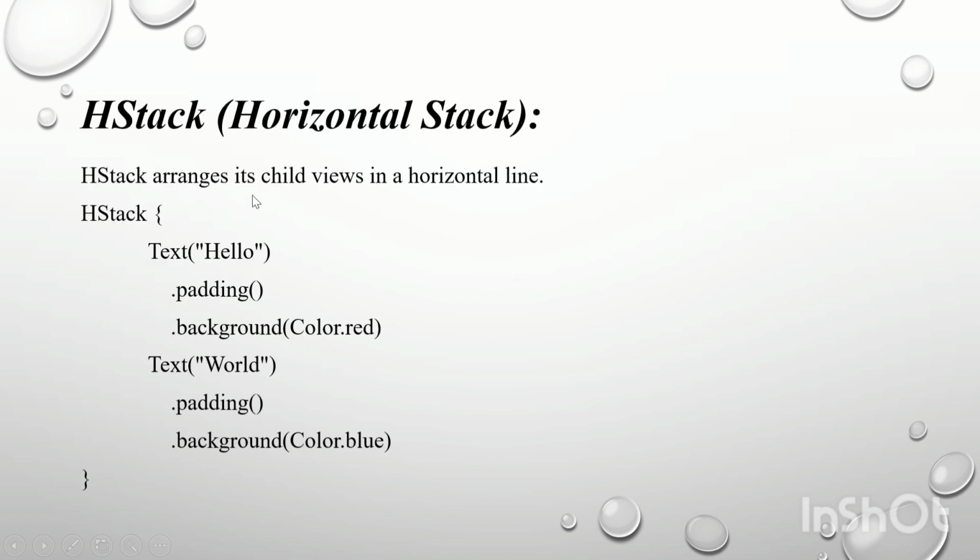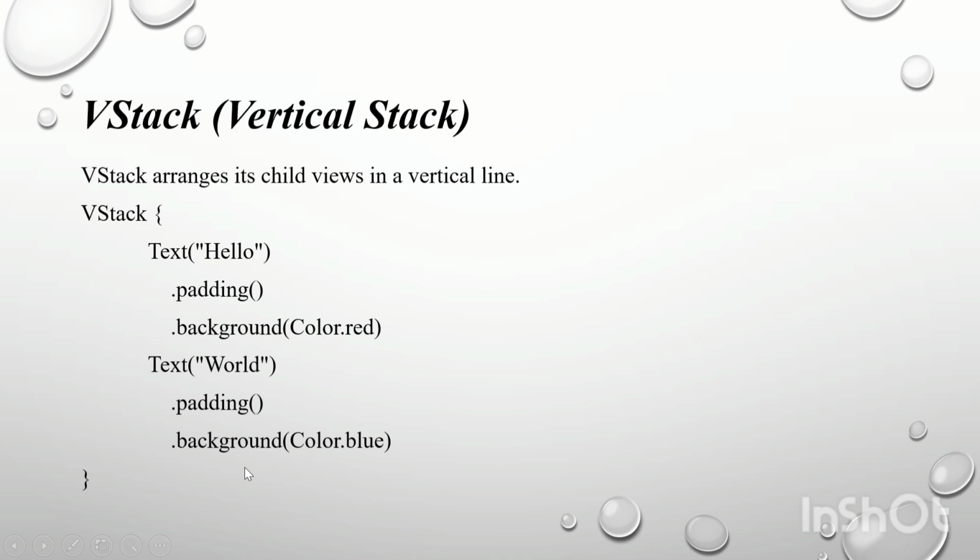Now H stack, here is the code for H stack. Here two text boxes, hello and world, are arranged horizontally. They come one after another, arranged left to right. Padding and colors are added to them. First the red color is assigned and second the blue color is assigned to this word.